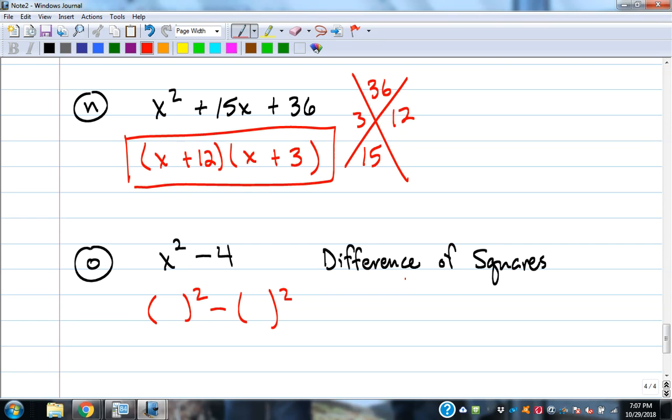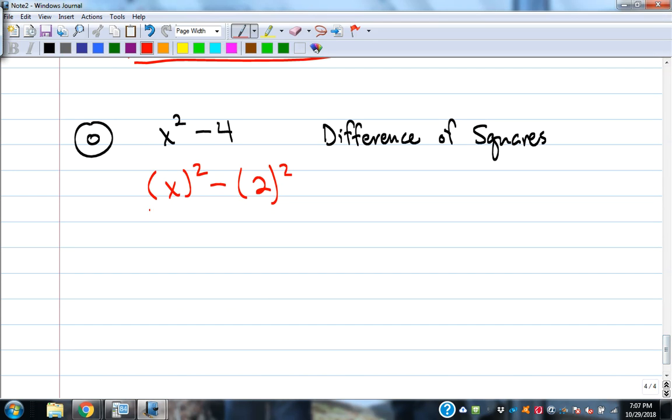What squared gets me x squared? X. Second one takes a little bit of thinking. What squared gets me 4? 2. If you can rewrite it like that, then it factors every time through a shortcut. X in the front, 2 in the back, plus, minus.